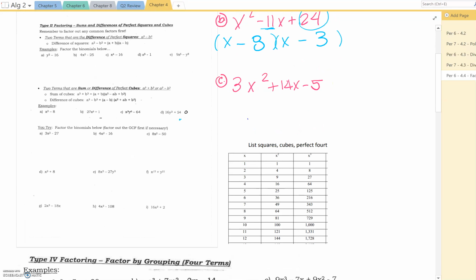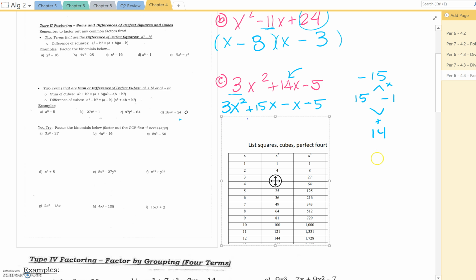And then remember for this one, if the coefficient is not 1, you have to multiply the first and the last term together. And then figure out how you could use the factors of negative 15 to get positive 14 if you added them. The only way to do this would be if you multiplied 15 times negative 1. Because if you multiplied it, you would get negative 15, but if you added it together, you would get positive 14. Then you rewrite this as 3x squared plus 15x minus 1x minus 5.